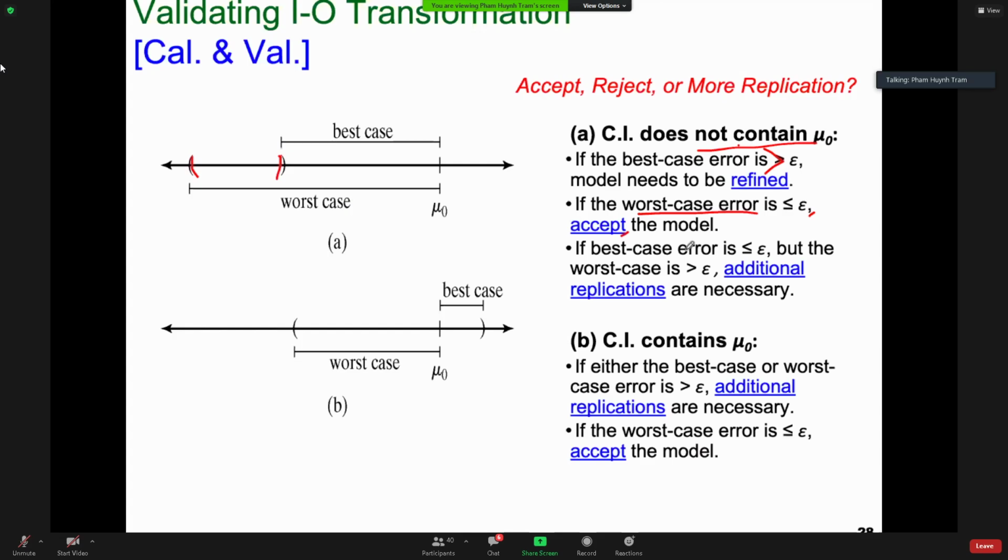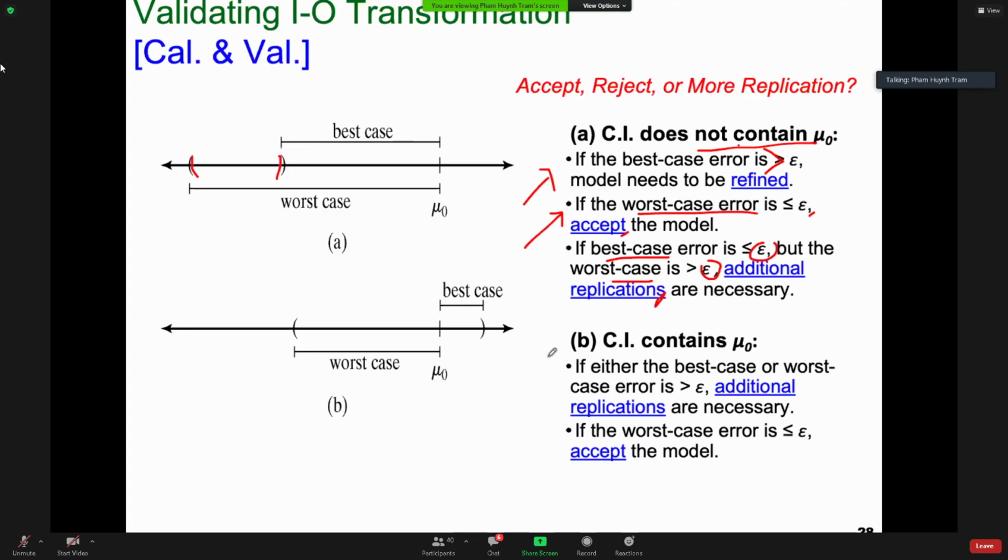And we have the third case, when the best case error is smaller than epsilon, but the worst case is larger than epsilon. In this case, our confidence interval is too wide. The best case is very small and the worst case is very large. The confidence interval is too wide. We cannot get any conclusion. So more replications are necessary to reduce the width of our confidence interval, so that we can either accept or refine our model.